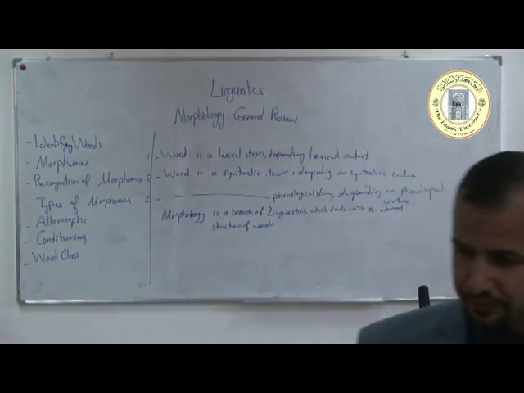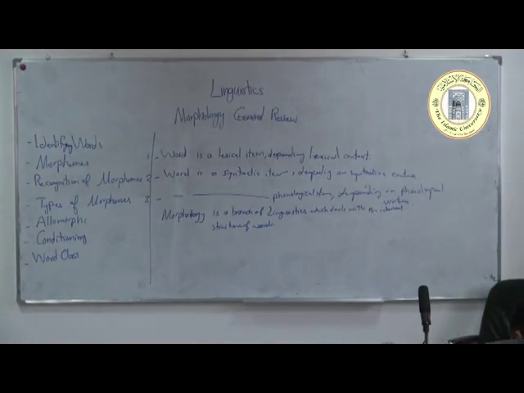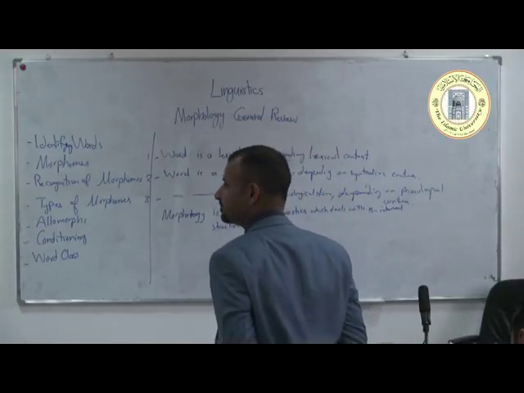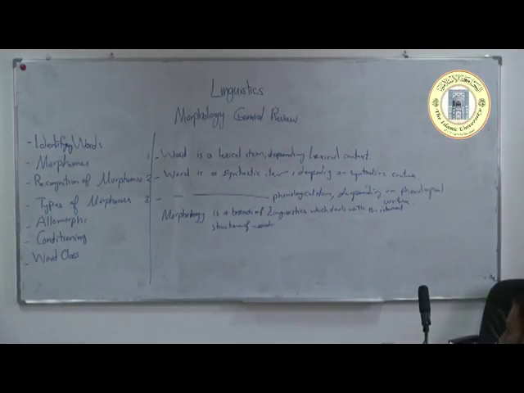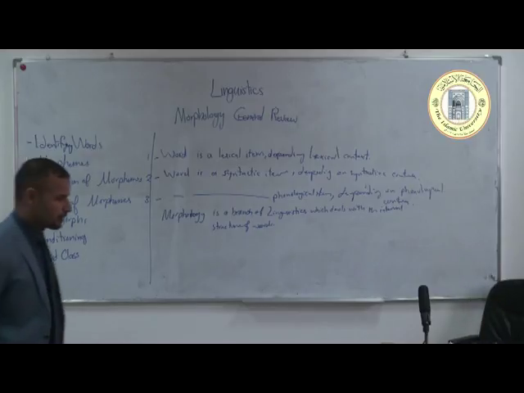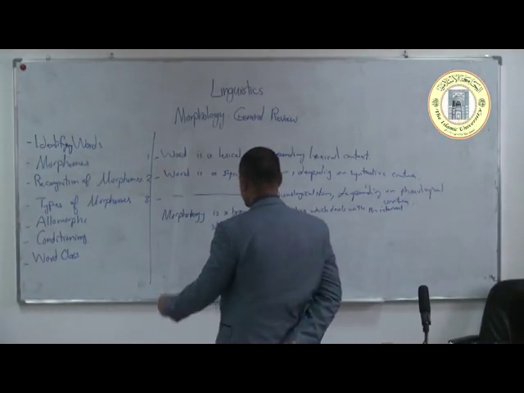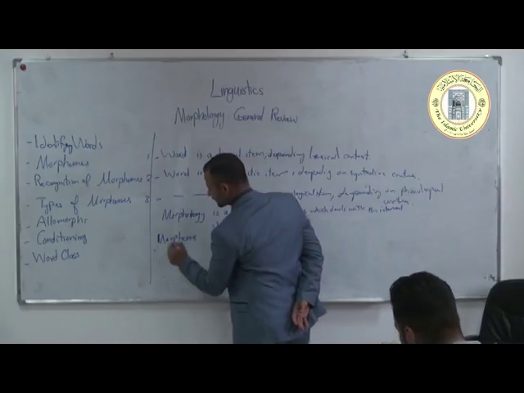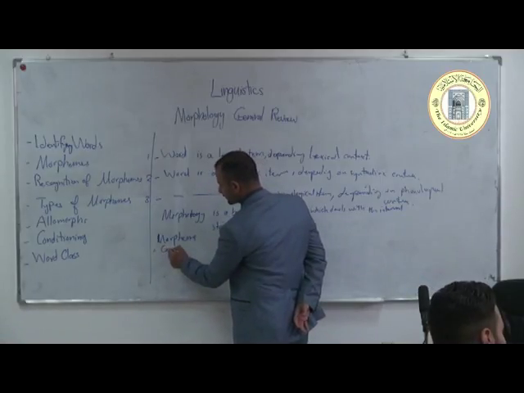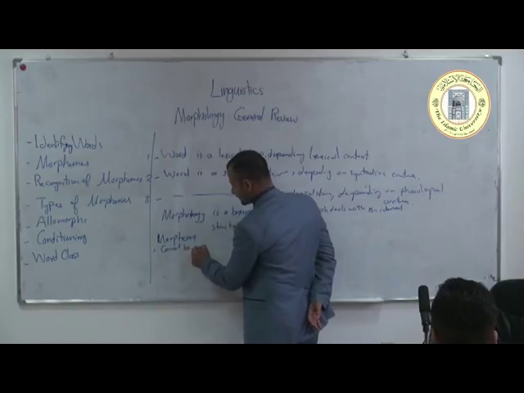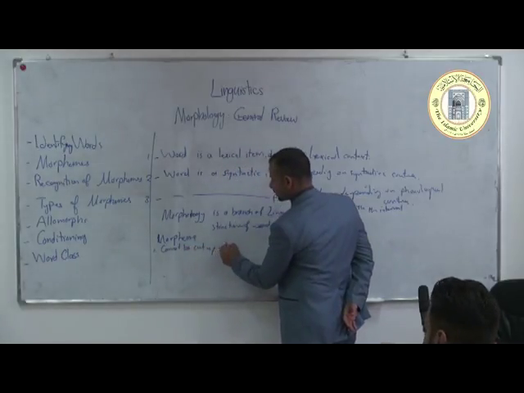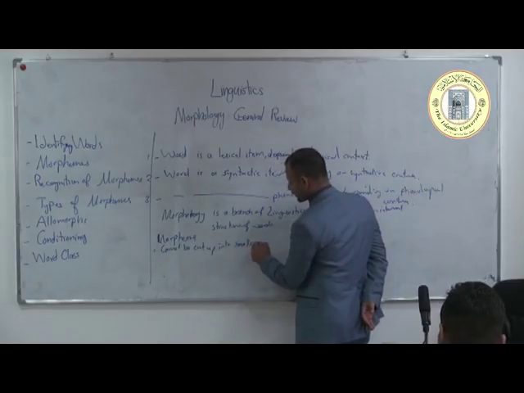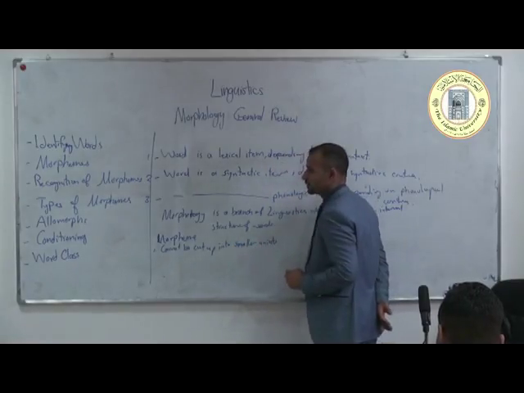What is a morpheme? The smallest meaningful unit in morphology. Smallest means it meets three criteria. Very good. Number one: it cannot be cut up into smaller units.